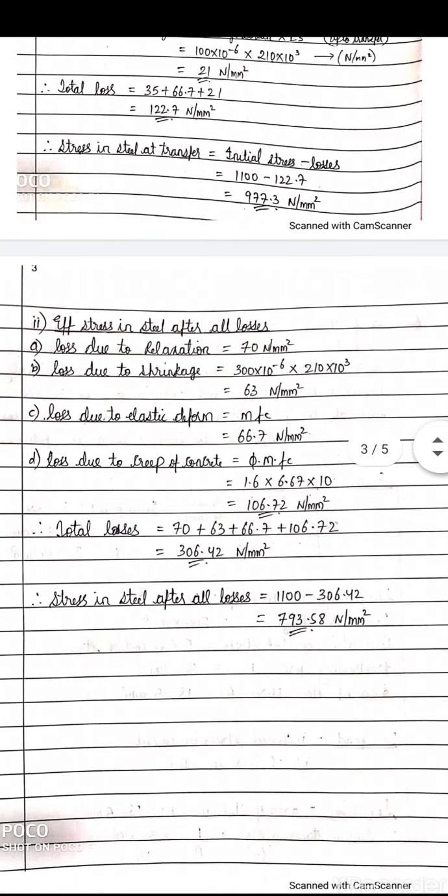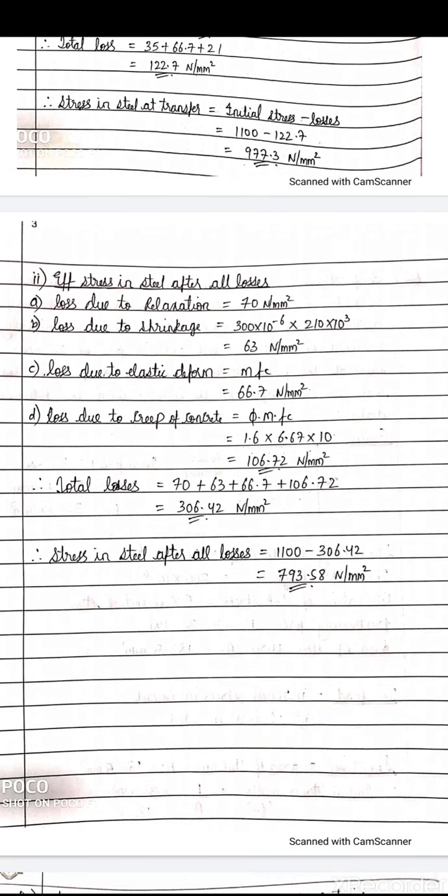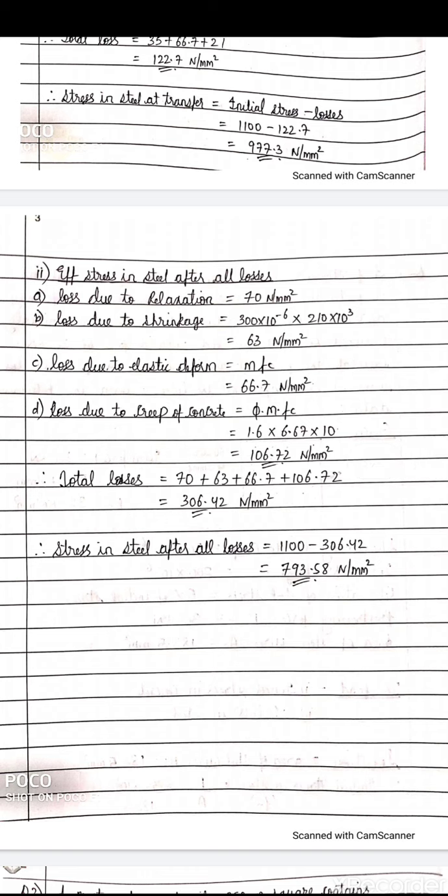So loss due to relaxation is 70, which is already given. Loss due to shrinkage is shrinkage strain into modulus of elasticity. Shrinkage strain beyond the transfer is 300 into 10 raised to minus 6. Loss due to elastic deformation is m into fc, which remains the same as we got. And since creep data is given in the question, we will also find loss due to creep of concrete, that is 5 into m into fc, which comes out to be 106.72. Therefore we'll find the total losses by adding all the four losses, which comes out to be 306.42 Newton per mm square.